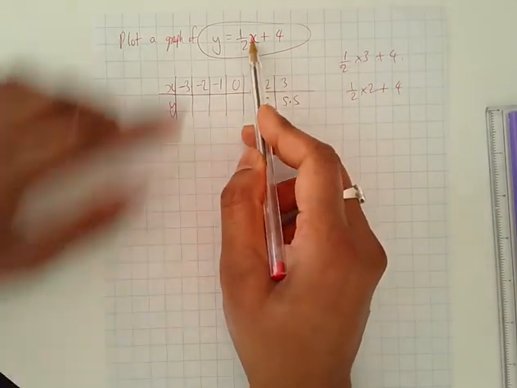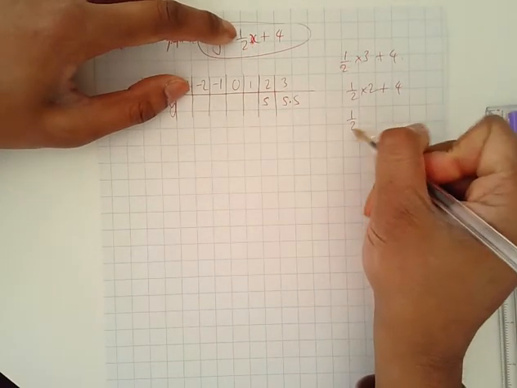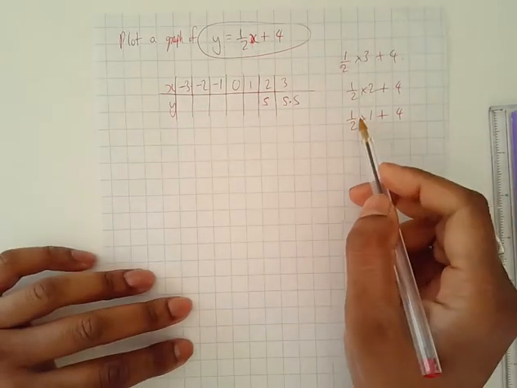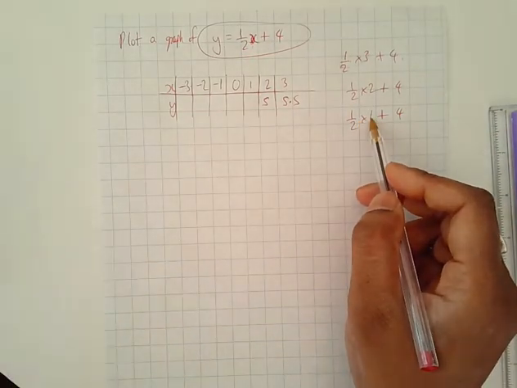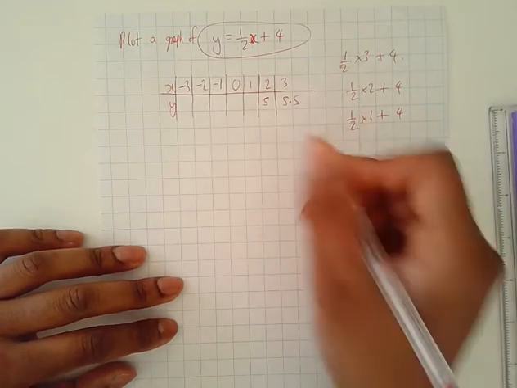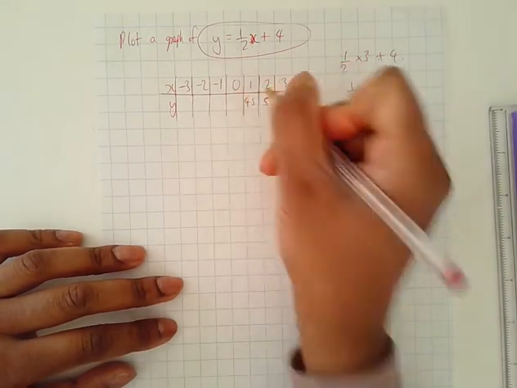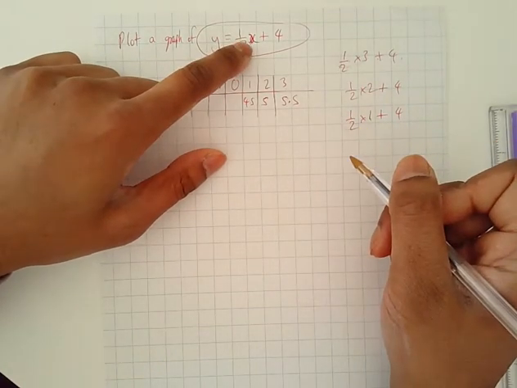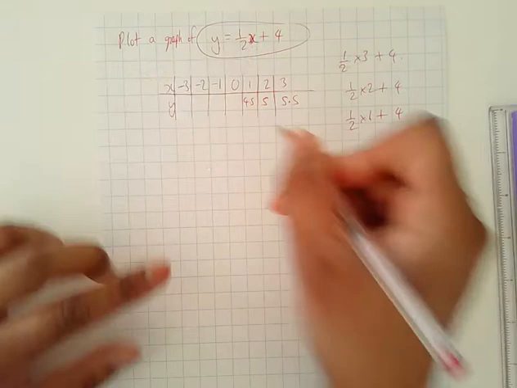Replace the x with 1. So we have half times 1 add 4. Half of 1 is a half. So half plus 4, 4.5. Replace the x with 0. Half times 0 is 0. Add the 4, it's 4.